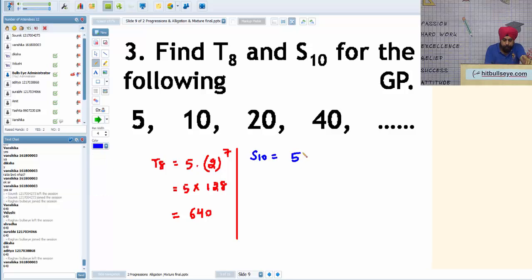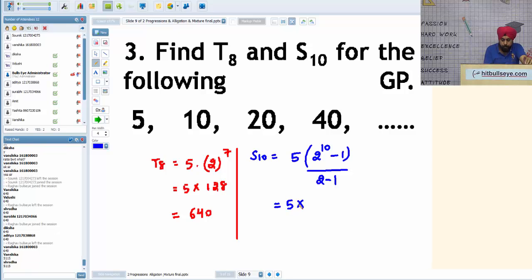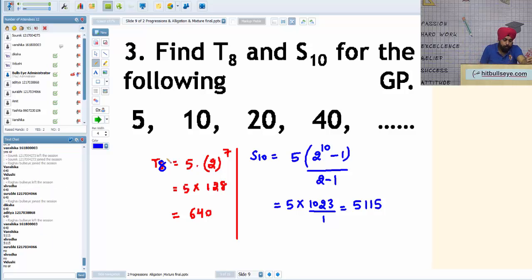It will be A into R raised to power n minus 1 divided by R minus 1. So this is 5 into, students, 2 raised to power 10, a very important value, 1024 minus 1 is 1023. In the denominator you have 1 only. Now this is 5100 plus 15, so this is 5115. So you have found both T8 and S10. Any doubts, students? Okay, now let's move on to the last topic.